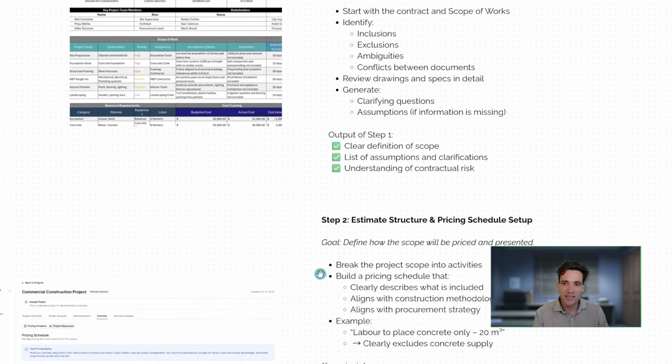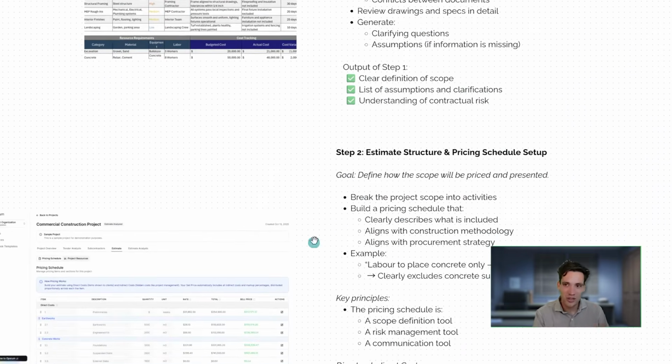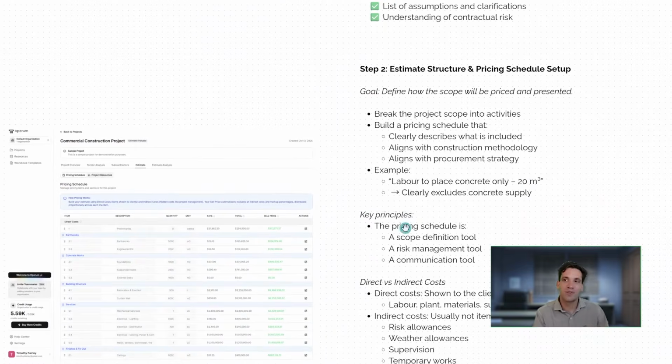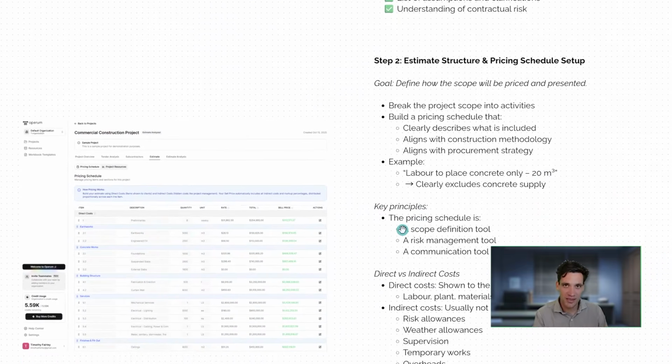Step two in the estimating process, once you understand the scope, is to set up the estimate structure and pricing schedule. This is where you want to break the project scope down into a set of activities and build a clear pricing schedule that covers the entire project scope, so every single task you're going to be doing, in a clear and articulate way that describes what is included and excluded in your price.